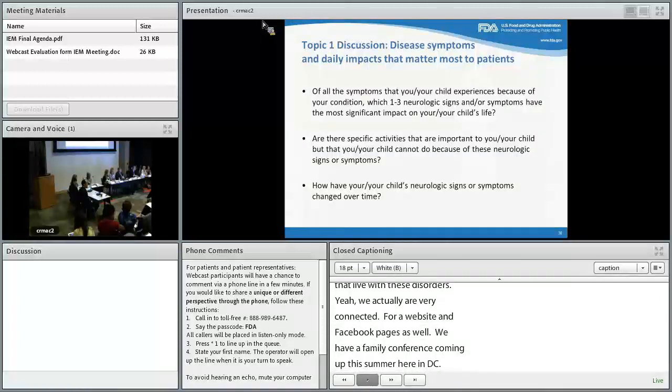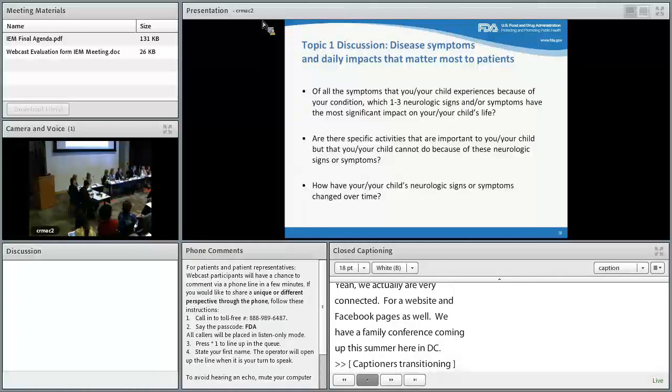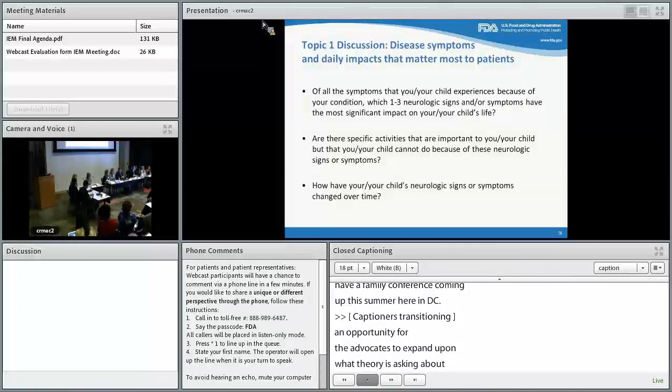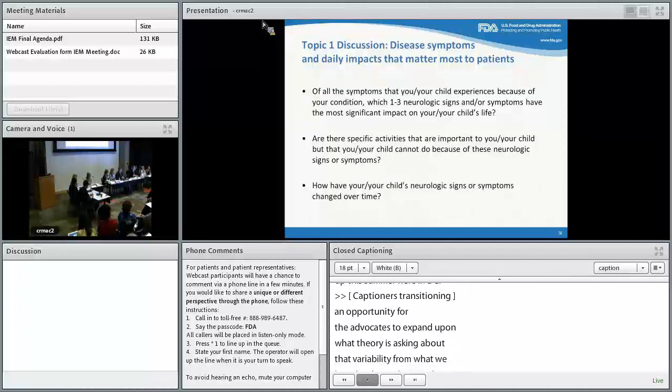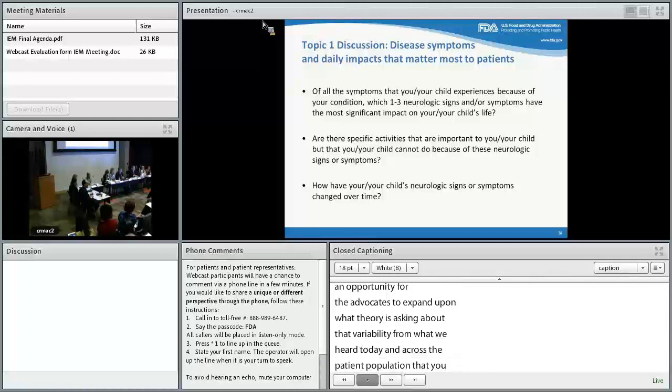If I could make a suggestion for the advocates in the group. We've heard a lot, mainly personal stories and experiences, and I think there's an opportunity for the advocates to expand upon what Larry's asking about, that variability, from what we heard today and across the patient population that you work with. One more right back here.